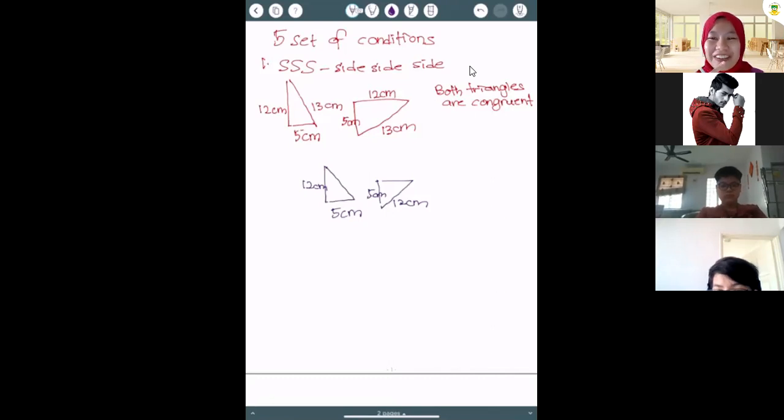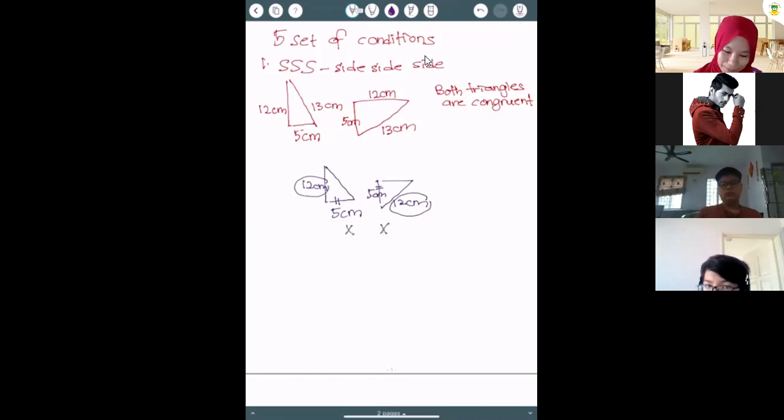You know why? I told you, they are only congruent if all three sides are the same. How many sides are the same? Who said 1? Who said 2? Only one side is the same, which is this side and this side. Can you see this is the hypotenuse, this is the height? They are not the same. So these two triangles are not congruent.